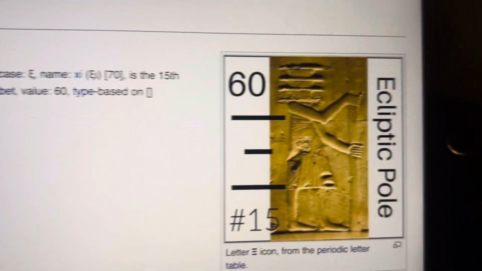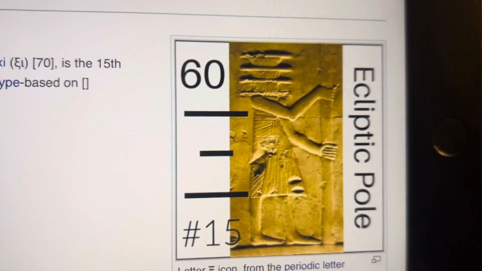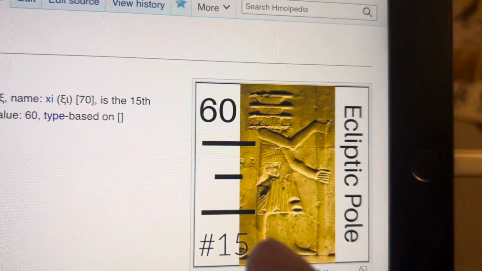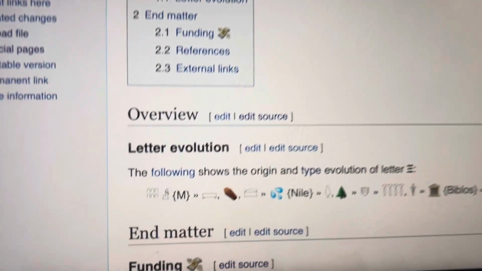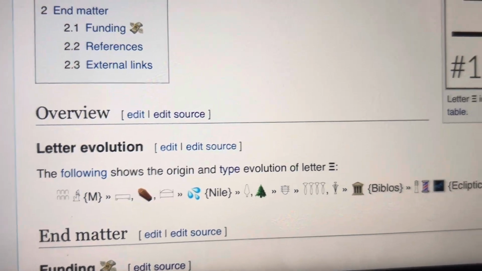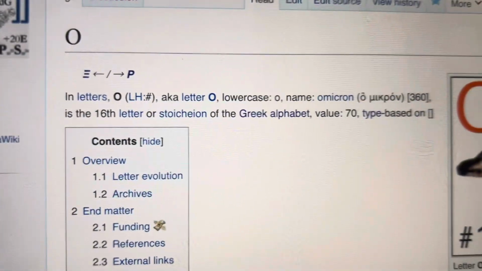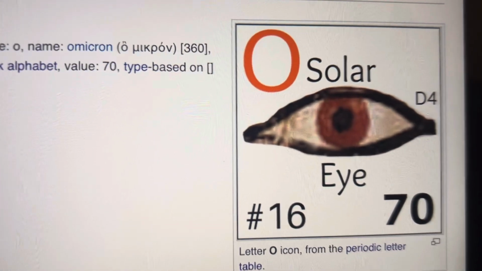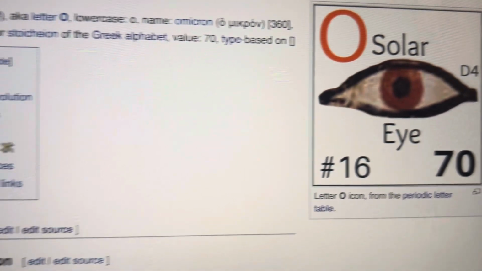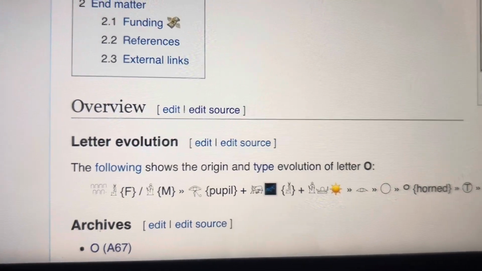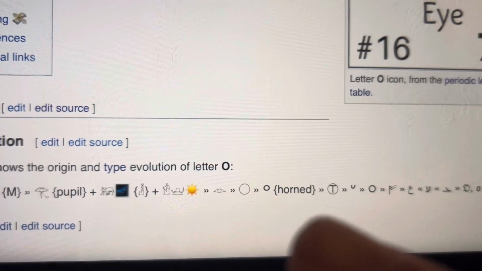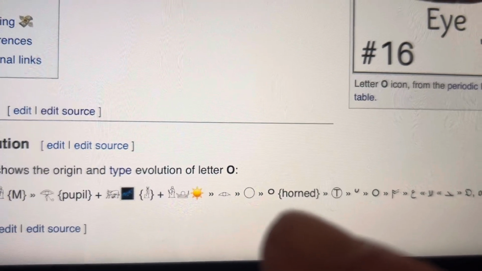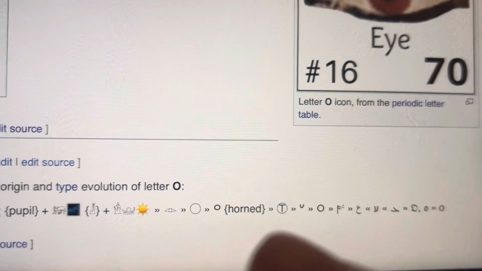Letter Xi is the ecliptic pole. These are the 4 papyrus columns of Byblos Palace joined. Letter evolution. Letter O is the eye of the sun in the sky. Letter evolution. This is the horned Kydian Island Phoenician. That's the TO map.